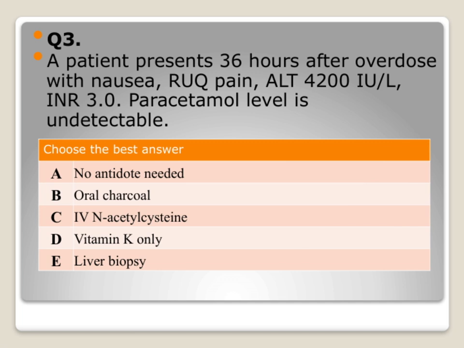In this scenario, administering IV N-acetylcysteine remains crucial because it can still provide benefits even beyond the initial 8 to 10 hours. So the best answer here is C, IV N-acetylcysteine. It's essential for managing such liver toxicity, especially when the patient presents late, with evidence of hepatic injury, despite the paracetamol level being undetectable. This case really emphasizes the importance of recognizing and treating acetaminophen overdose early, but also knowing that treatment can still be beneficial even later on.